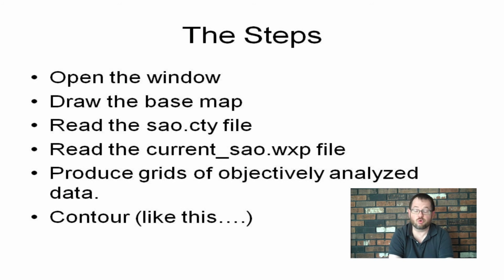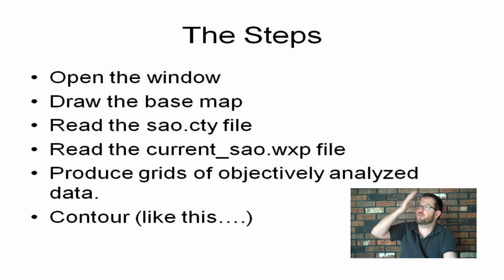Well, first off, you need to have a working objective analysis program. All the steps that you see right here are things that you have to have already working. You have to be opening up the window. You have to be drawing the base map. You have to be reading an SAO Easy City file. You have to be reading in the current SAO WXP file. You have to be producing the grids of objectively analyzed data.